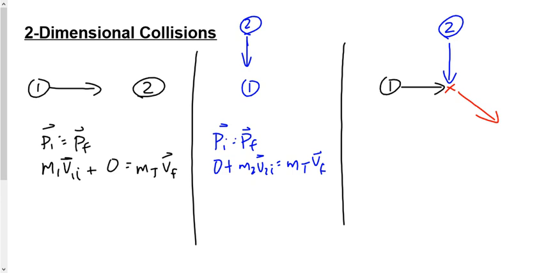If we have a downward momentum before the collision, well, then we have to have a downward momentum afterwards. If we have a rightward, is that a word? A rightward momentum before the collision, then we have to have a rightward momentum after the collision. So it's going to go right and down. How would we analyze it, though, mathematically?